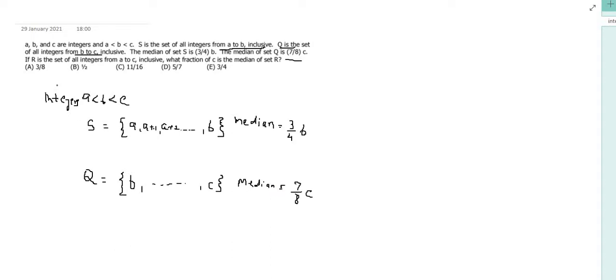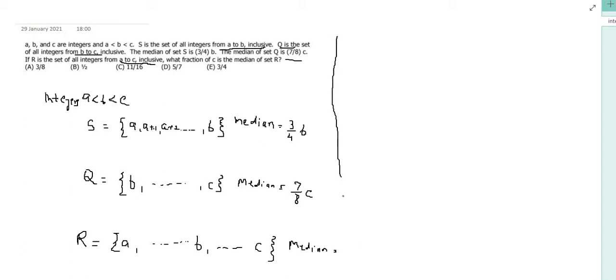If R is the set of all integers from A to C inclusive, so there is one more set R, and it has A, then the next number to it, and so on, then B, the next numbers, then C. So A to B and then B to C, all these numbers are part of this set. You have to find what fraction of C is the median of set R. So first we need to find the median of set R, and then only we will be able to solve it further. Let's see what we can do.